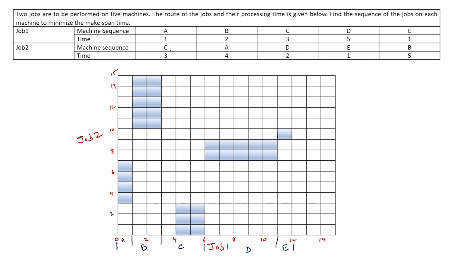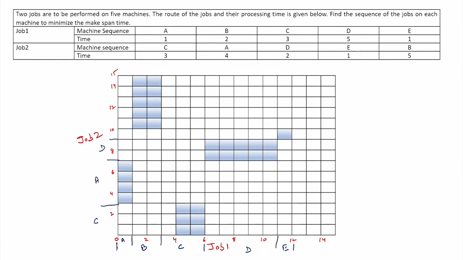First is machine C for 3 units of time, this is 3 units of time, that is C. Then A, another 4, 3 plus 4 is 7, that is A, and then we go to D, that is 2.